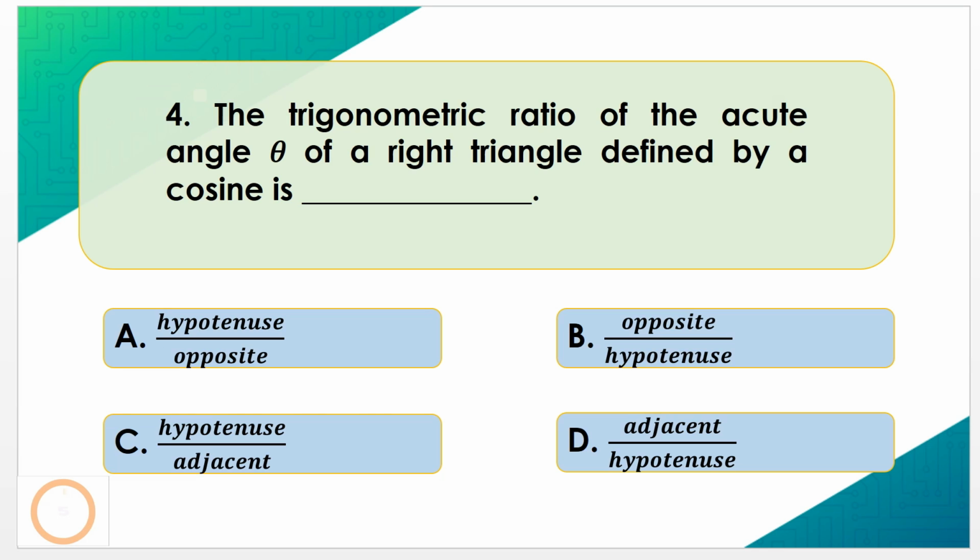4. The trigonometric ratio of the acute angle theta of a right triangle defined by a cosine is A. Hypotenuse over opposite. B. Opposite over hypotenuse. C. Hypotenuse over adjacent. D. Adjacent over hypotenuse. The correct answer is D. Adjacent over hypotenuse.